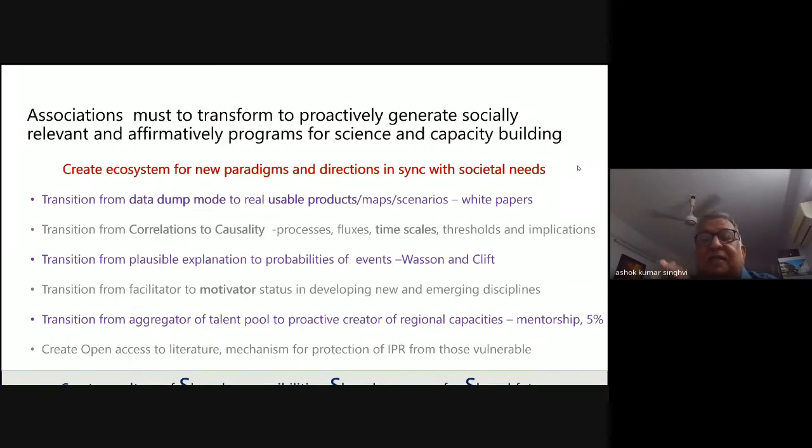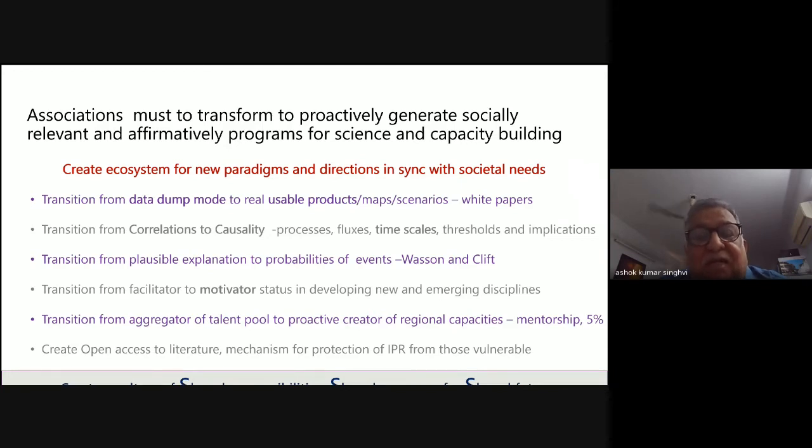So my submission is that the association must transform itself to proactively generate socially relevant and affirmative programs for science and capacity building. We need to create ecosystems for new paradigms and directions in sync with the social needs. I think there's no escape from that. One of the important things we can do is move away from a data dump mode to real usable products: maps, scenarios, white papers, synthesis.